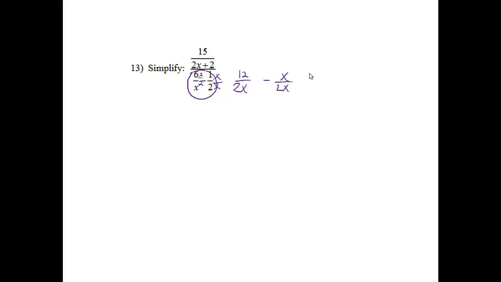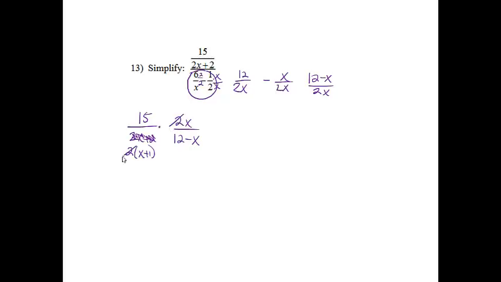And now if I just put those together, I'll have (12 minus x) over 2x. Now I'm ready to multiply that by the reciprocal, so I'm going to have 15 over (2x plus 2) times 2x over (12 minus x). And one thing that I am going to do, this 2x plus 2, I'm going to change into 2 times the quantity x plus 1, because that will factor.